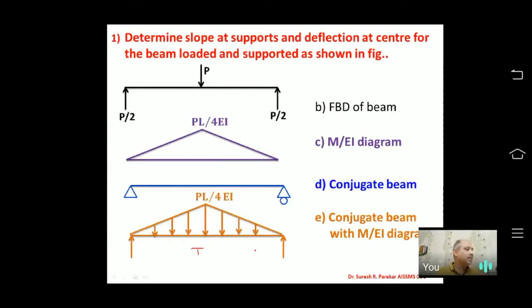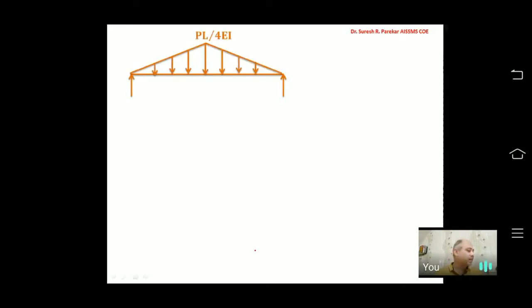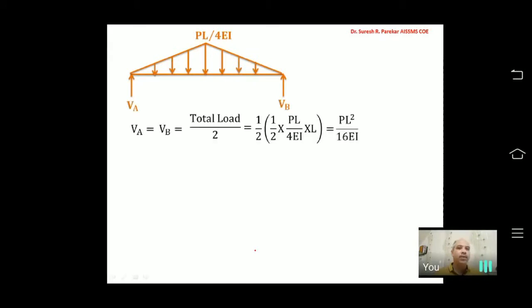So now you can see VA, VB, these are the reactions. Now we will find the reactions. What will the reactions be? Equal. Half will go towards the left support, half towards the right support. So we have VA, VB. Now you can see one half: this one half is for half load, that is total load by 2, and the bracket gives you the total load. So I have VA equal to VB, PL square upon 16 EI.